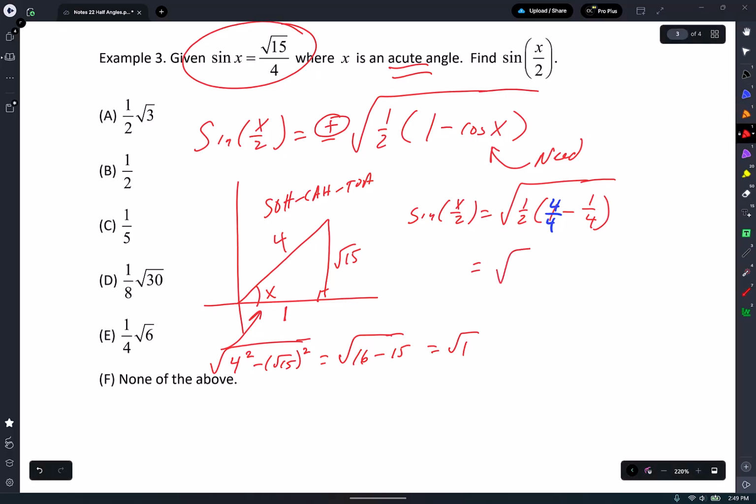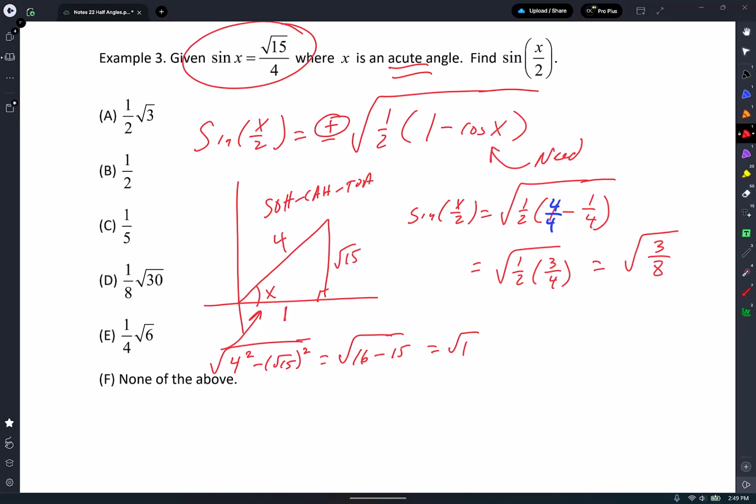So now I have square root of 1/2 times 3/4. This time the 2 does not go into 3, so I'm just going to multiply everything. Square root of 3 over 8. Are we still okay? What's up, miss? How did you get the 1 over 4 in the sine x over 2 equals 1 over 2? Well, it says cosine. So cosine of x is 1/4, adjacent over hypotenuse. You know what I mean? Yeah. Okay.